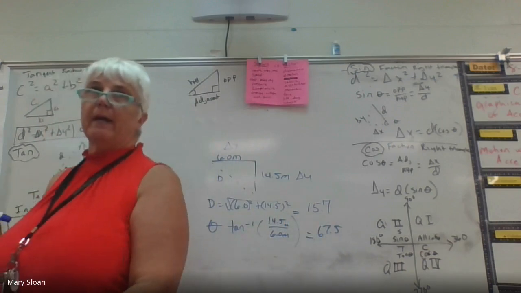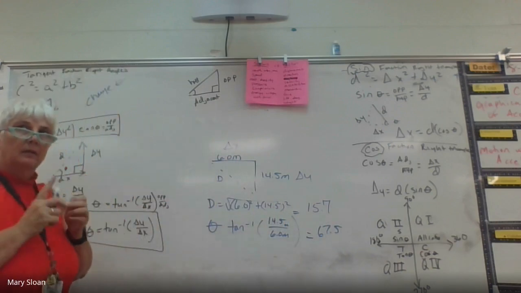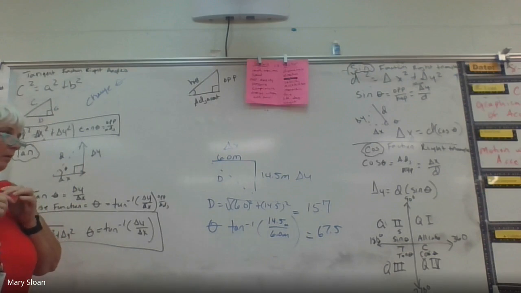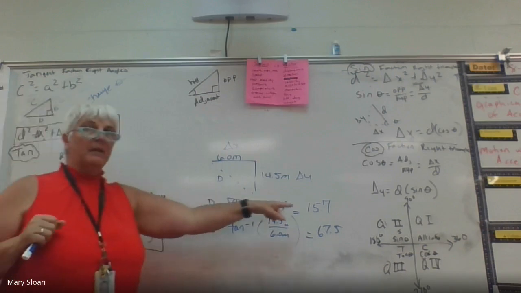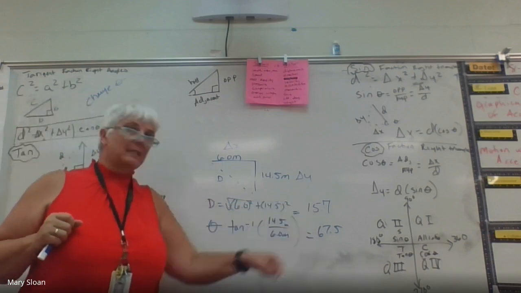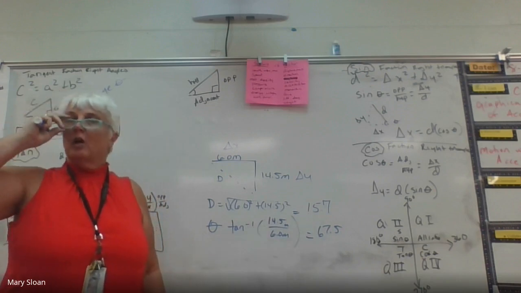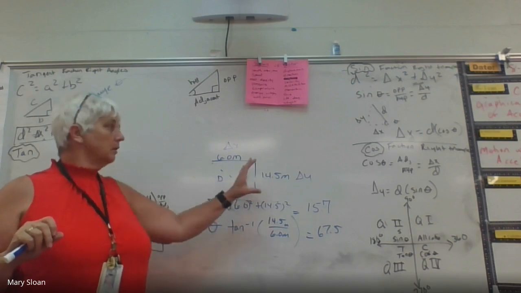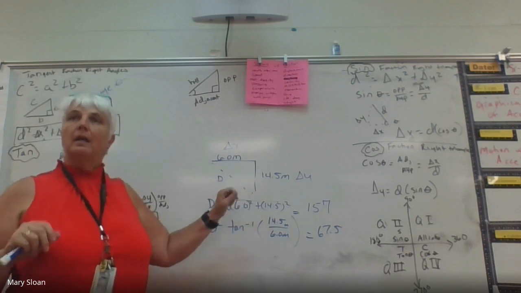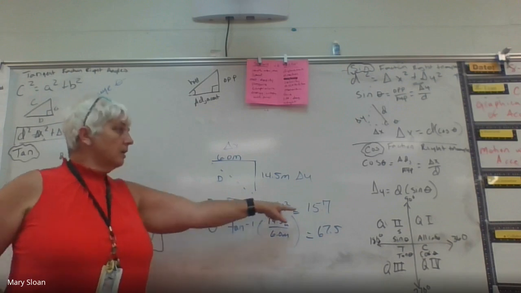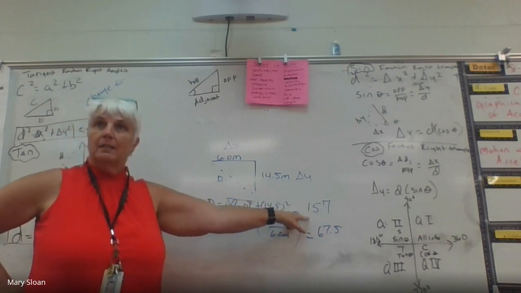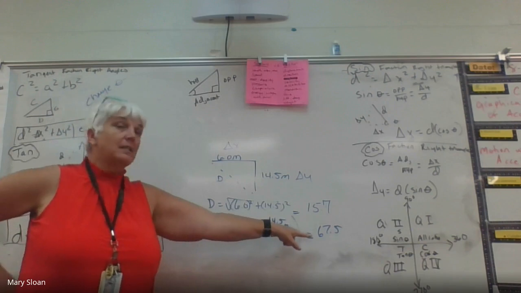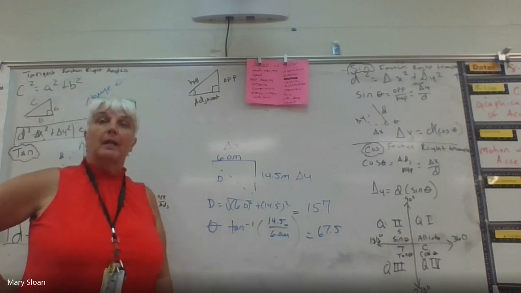Everybody feeling better? But which one would be the total? So it's going to be 15.7 at a 67.5 degree angle. So think about what we did yesterday. Do you remember how we used our protractor to try to find the angle? And we were trying to find the distance also. This is telling you the distance, and this is telling you at what angle. And that's what we're looking for.